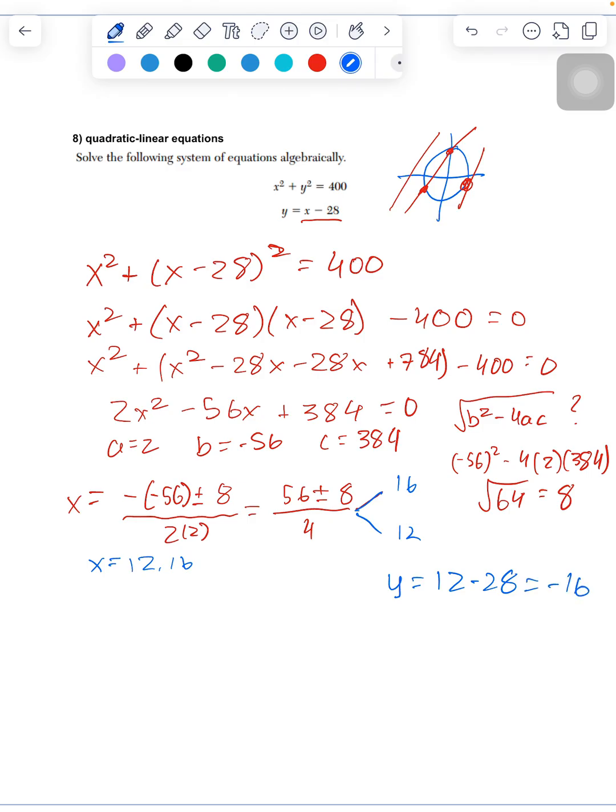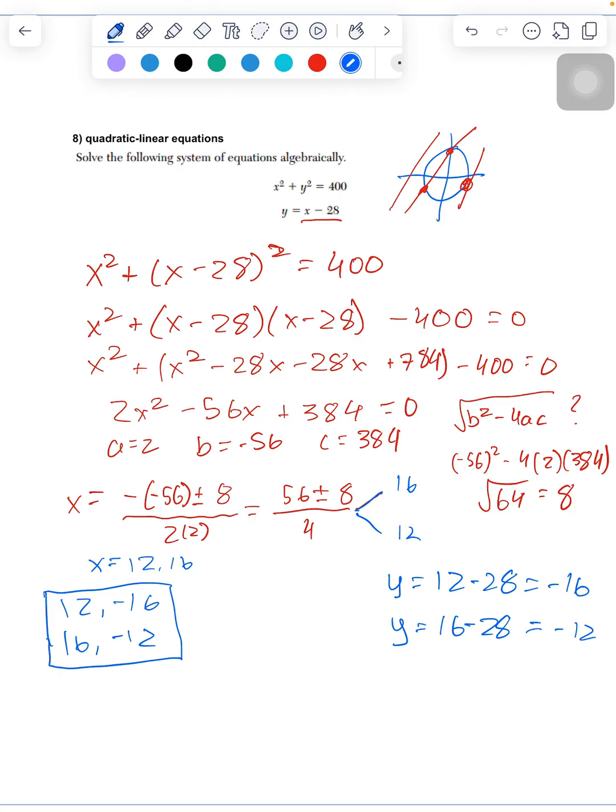So my first set of coordinates is going to be 12 and negative 16. Now I'm going to check the other one. Y equals 16 minus 28, which is negative 12. So my second set of coordinates where they intersect is 16, negative 12. Wow, that worked out neatly. So this is my solution. I'm going to box it or something. That's all the work, and that's my solution.